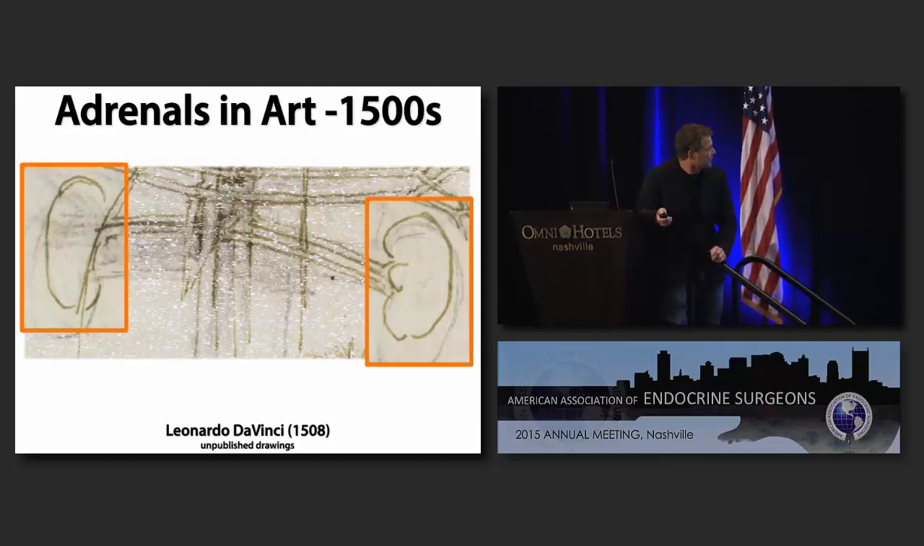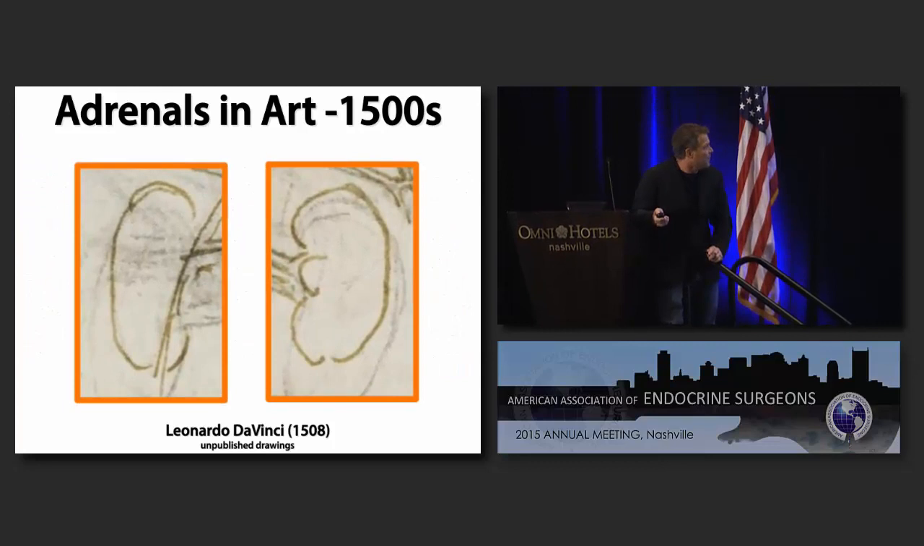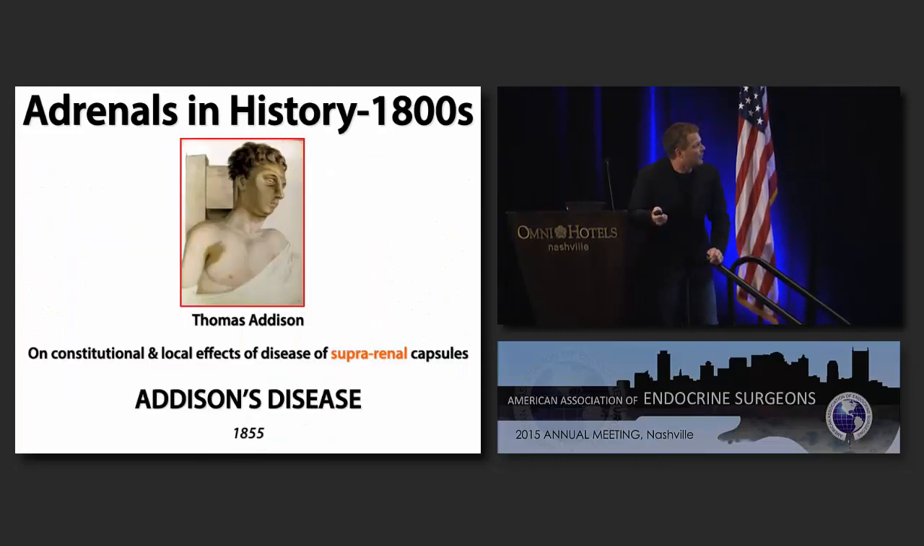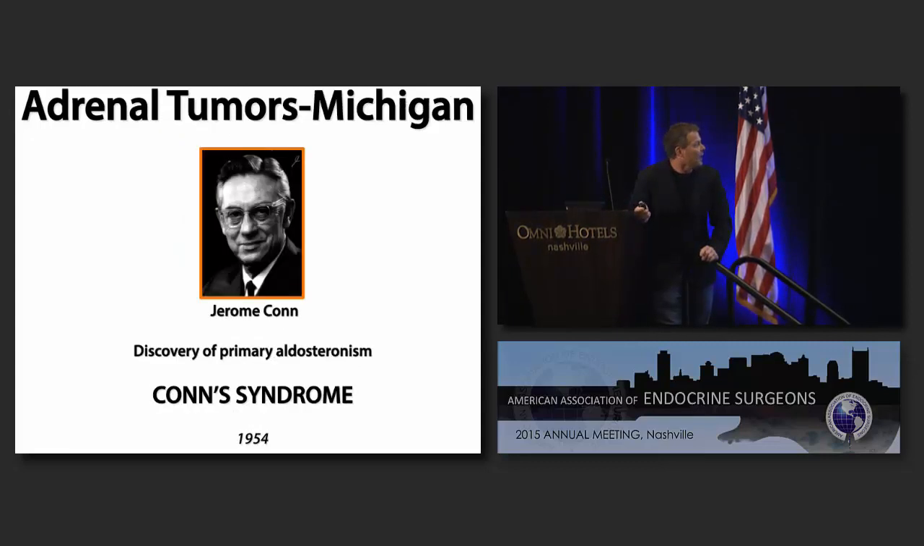Now, it took another maybe 300 years until the adrenal glands made it into the clinical realm, when Addison described the disease that bears his name, Addison's disease for adrenal insufficiency. Another 100 years later, Jerry Kahn at Michigan, who was the head of endocrine there, was credited with the discovery of primary aldosteronism, and the disease bears his name.